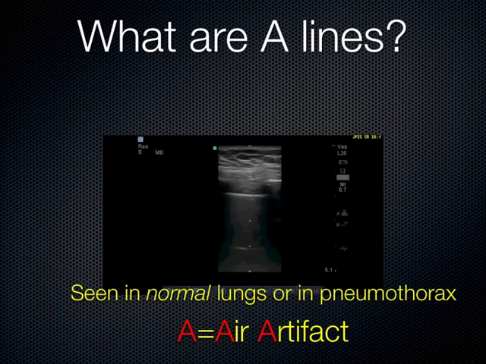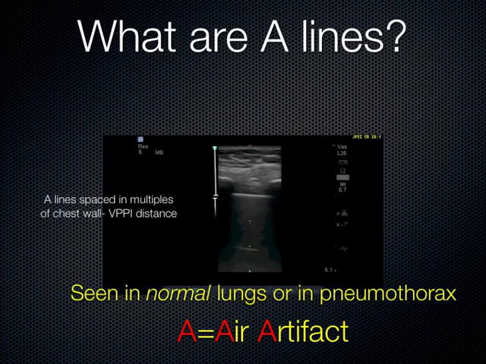And occasionally that resonance goes back to the probe and the probe sees, well, the signal took a little while longer to get back, so there must be something deeper that's creating that signal. So you will see these repetitive horizontal artifacts, and I'll give you some more examples. You'll also notice that the A lines are spaced equidistant from the chest wall down to the pleural line. That is the spacing that you'll see. And if you take the probe or increase the depth, you'll see that that spacing remains consistent throughout.